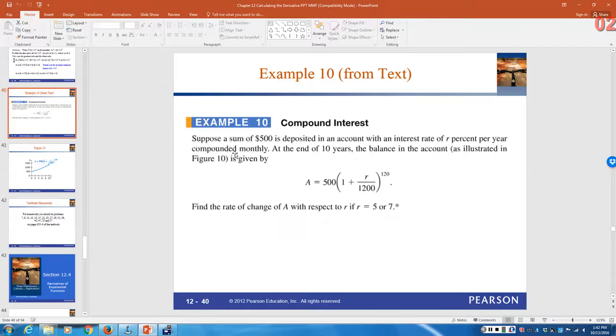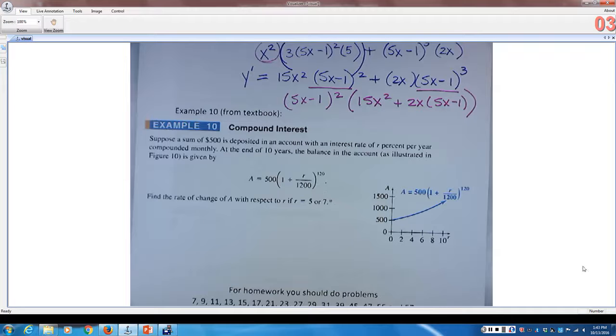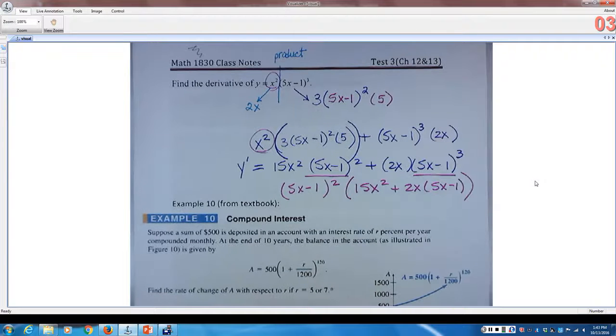So where the problem says find the rate of change of A with respect to R for R equals 5 and R equals 7 means that we need to find first the derivative of the formula for A. And that is going to be a chain rule problem, right? So if we remember quickly what chain rule says, going back to the problem above it, in the problem above it we have a chain rule problem mixed with a multiplication problem.